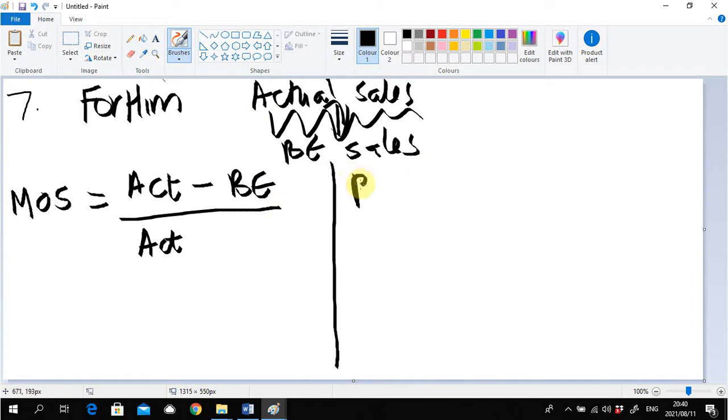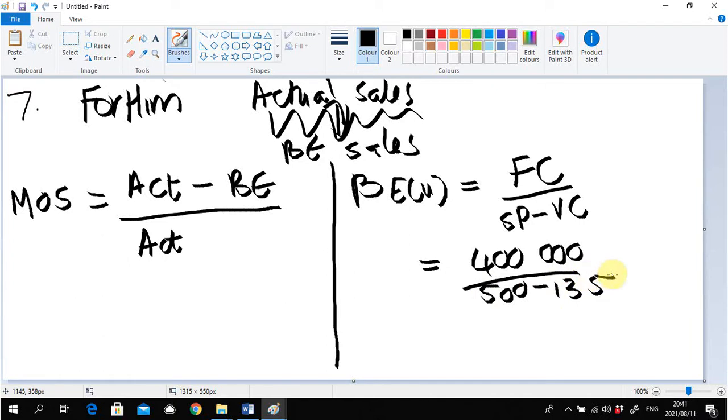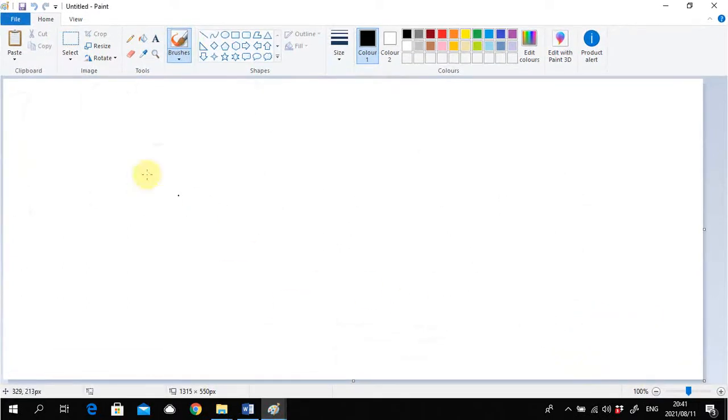So break-even units for him, if we refer to the original information, is going to be 400,000 divided by 500 minus 135. So if I do that calculation, it was 1096 units.